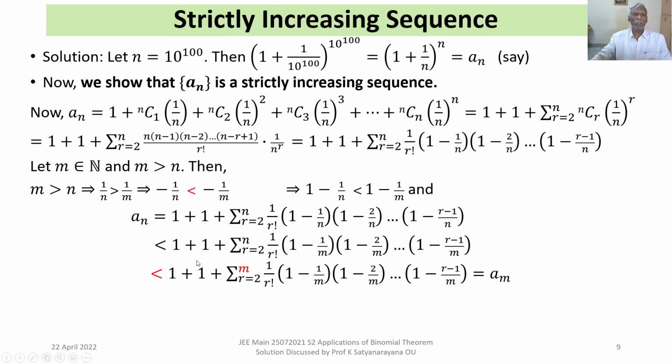Thus we have shown a_n less than a_m, that is a_m is strictly greater than a_n when m greater than n, and that will show you the sequence a_n is a strictly increasing sequence. So that is how we can show that the given sequence a_n is a strictly increasing sequence.